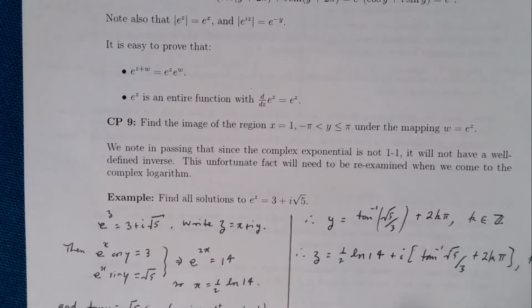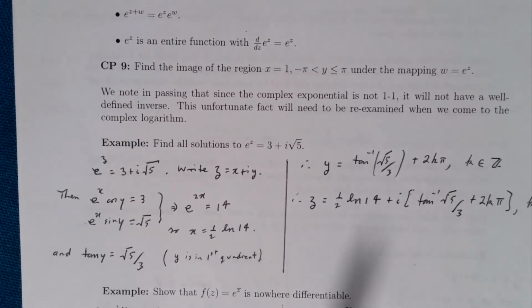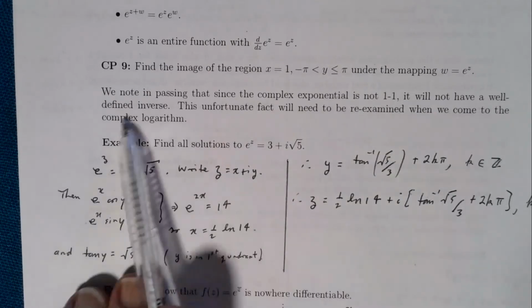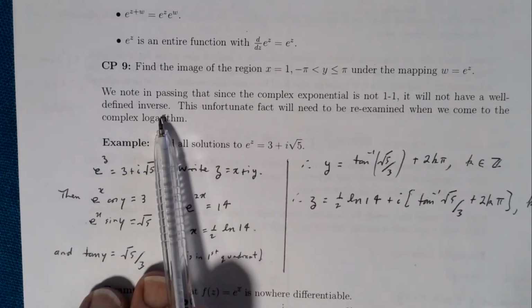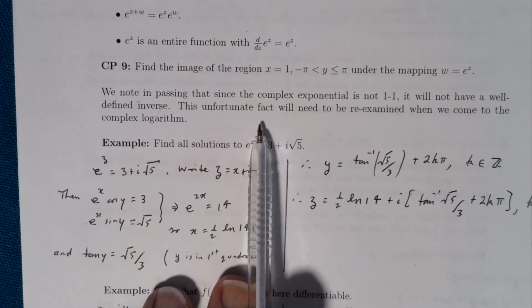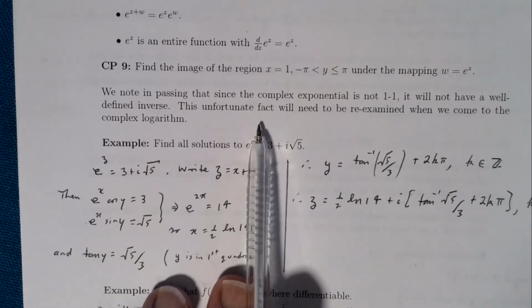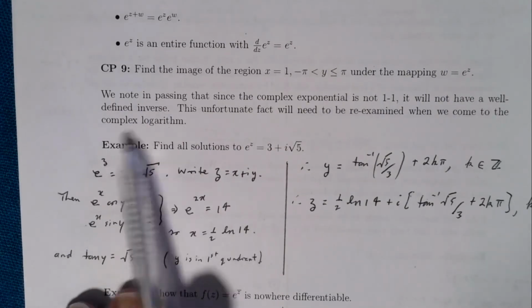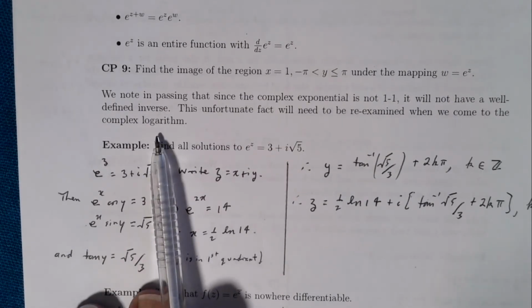We note in passing, as I mentioned, because the complex exponential is periodic, it's not one-to-one, so it won't have a well-defined inverse. This unfortunate fact will need to be re-examined when we come to look at the complex logarithm. And we'll see that, as we had to do with the trig functions, which were not one-to-one either, we had to restrict the domain in order to construct inverse trig functions. We're going to have to do a similar thing when it comes to the exponential in order to define a single-valued logarithm, and we'll deal with that in a later section.